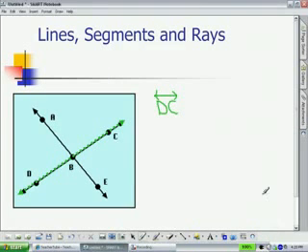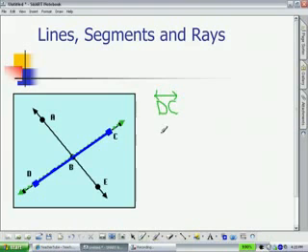Okay, the next thing we are going to talk about is a segment, and we're going to concentrate on that same line we had picked out, and we are going to highlight segment DC. So segment DC would start at D and continue until it reaches C.